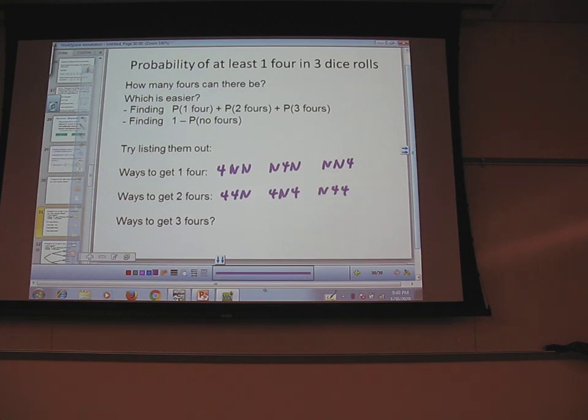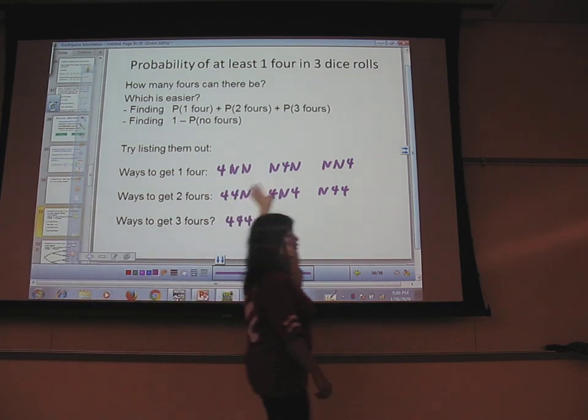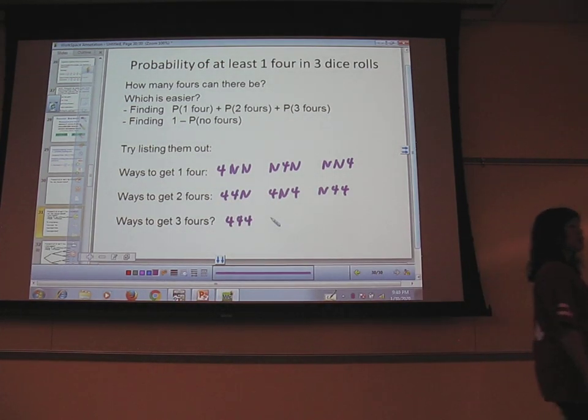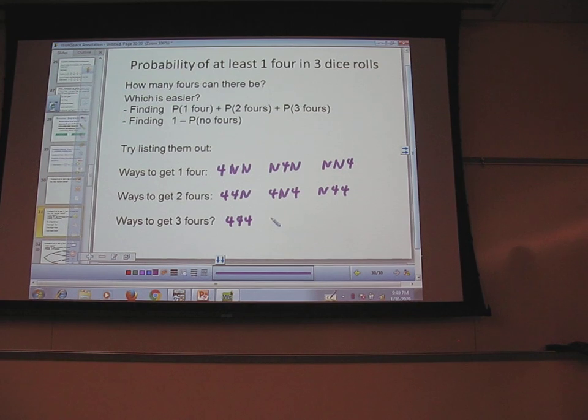Not 4, 4. How many ways can I get all 3 4s? 4, 4, 4. Good. So I can either find all 7 of these probabilities, compute them all, and add them up, or I can just find the probability of no, no, no, and subtract that from 1. Way easier, right?